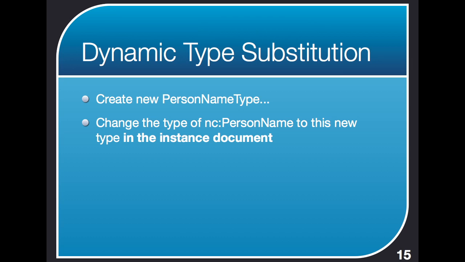Dynamic type substitution is rather easy actually in comparison to the other two. You create a new person name type to hold the person's secondary surname, and then you simply change the type of NIEM core person name to this new type in the instance document, saying in effect, hey, don't use NIEM core person name type for this element, instead use our new person name type that we made that contains a secondary surname. And it does that in the instance document. You can do that in instance documents. Let's take a look at it.